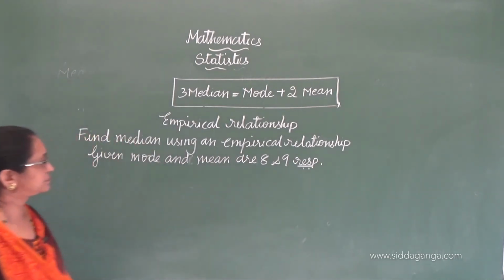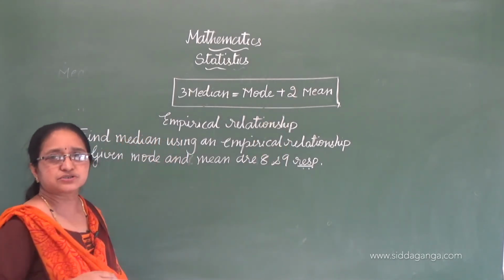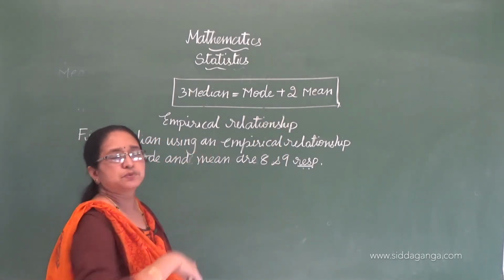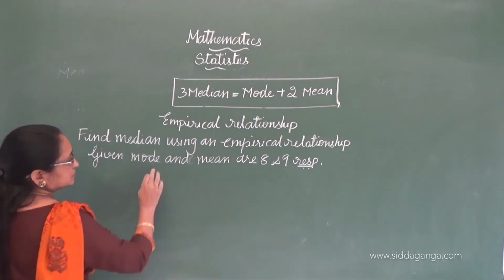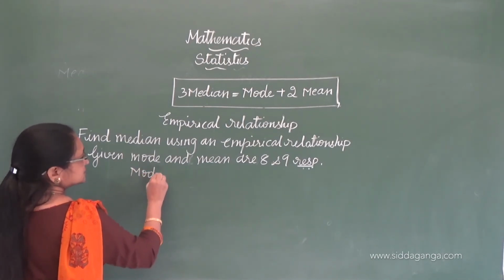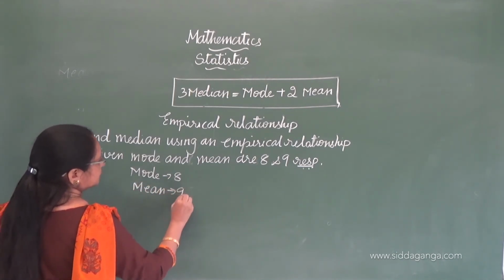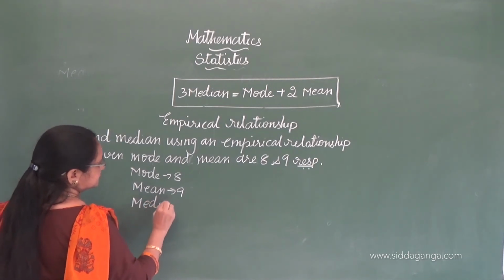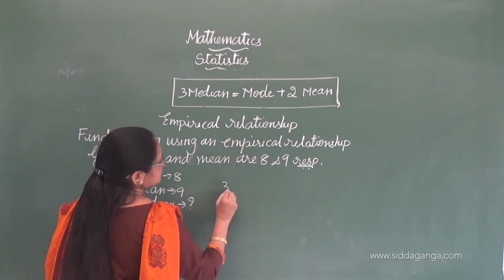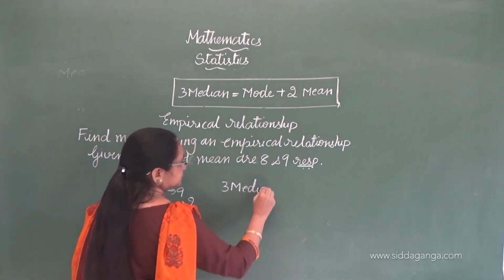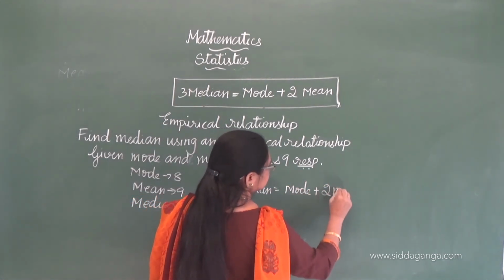The question may vary; they can ask the mode also, or the mean also, and you all know how to find it by transposing. Given: mode is 8, mean is 9, and we have to find the median. This can be asked for a 1 mark question. So write the formula first: 3 median is equal to mode plus 2 mean.